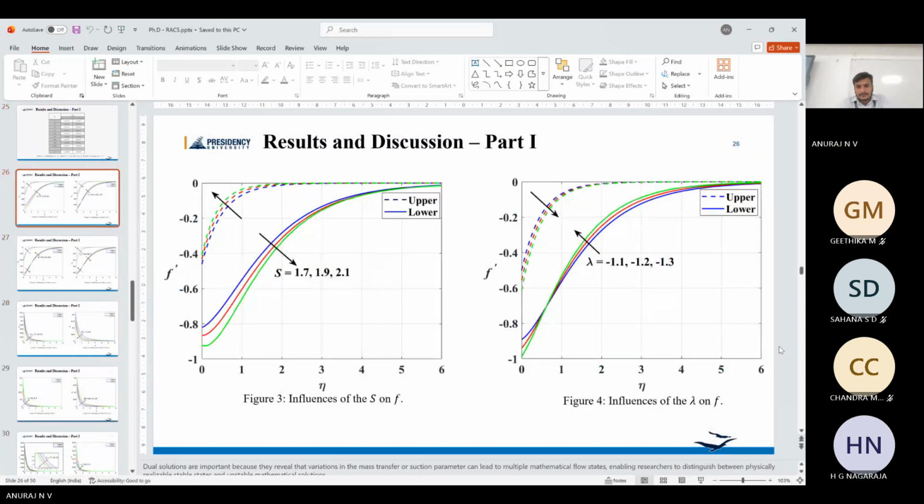Okay. So which one is stable, did you study? Dual solutions you got, no? So which one is stable? Majorly, my dual solution is coming from suction and shrinking parameters, sir. Okay. So what type of surface did you consider there? Like a non-linear curved surface, sir.